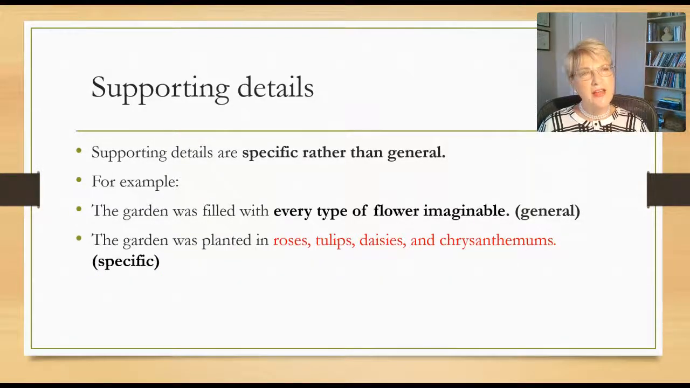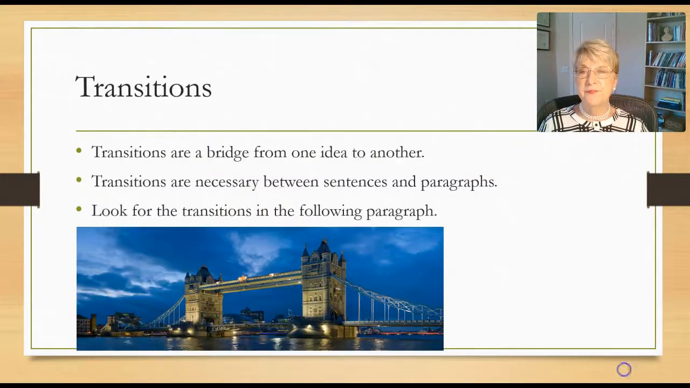All right, let's look at another quality of a good supporting detail. Supporting details should be specific rather than general. For example, the garden was filled with every type of flower imaginable. Very general. Now, a more specific sentence would state, the garden was planted in roses, tulips, daisies, and chrysanthemums. You see, we get a visual because we used specifics.